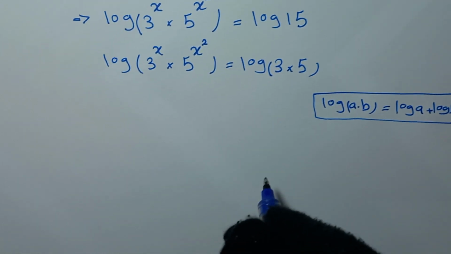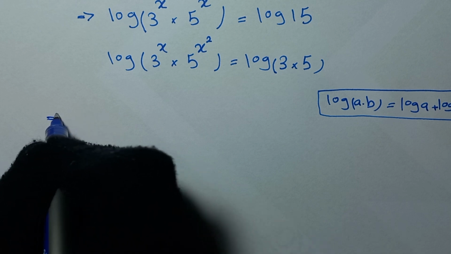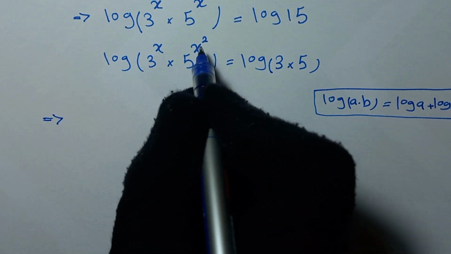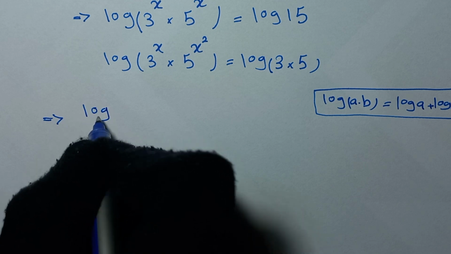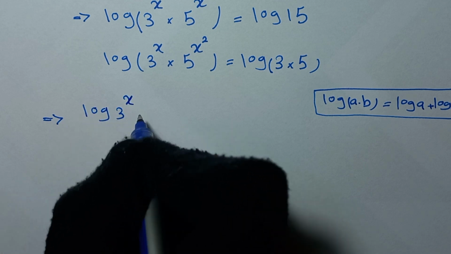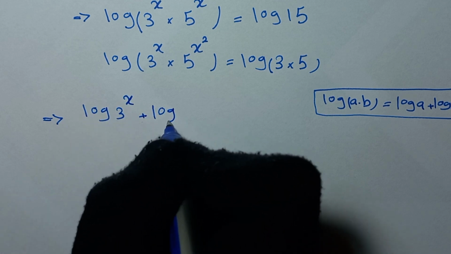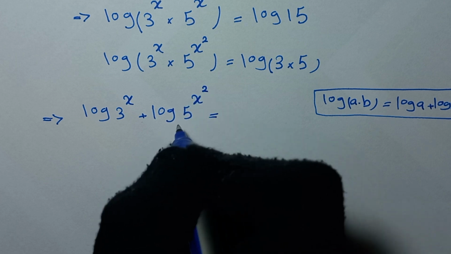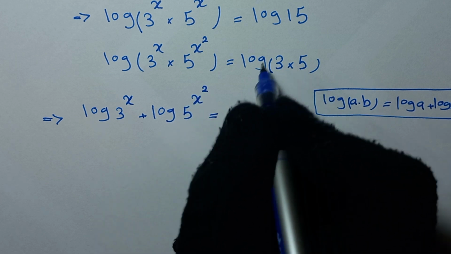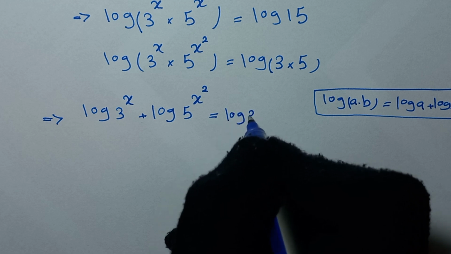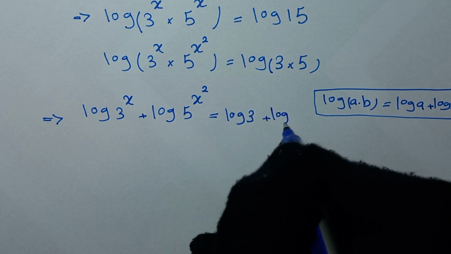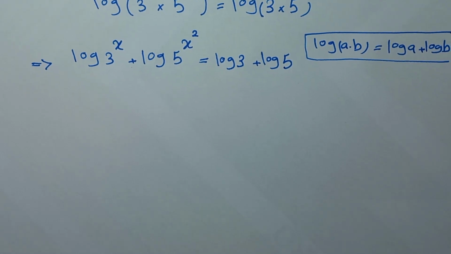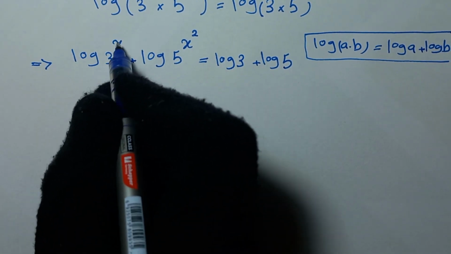So, here we can write this log of 3 to the power of x times 5 to the power of x squared as log of 3 to the power of x plus log of 5 to the power of x squared is equal to log of 3 times 5. So, it will be log of 3 plus log of 5. And in the next step, here we have log of 3 to the power of x.